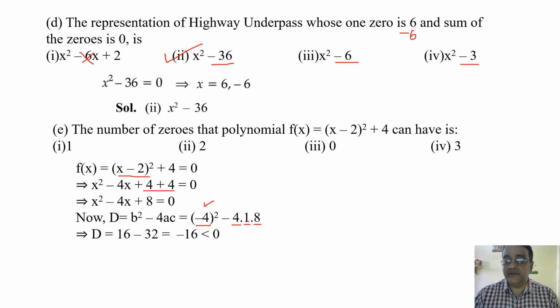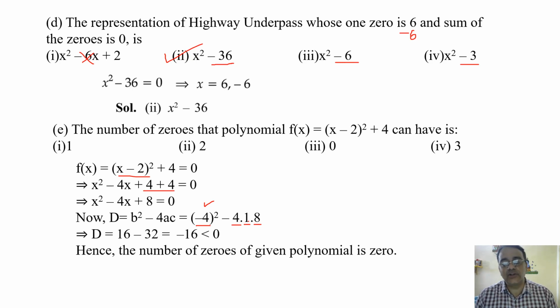Now keep one thing in mind: in class 10th, everywhere only "zero" is mentioned. Nowhere is it mentioned "real zero"; there are also imaginary zeros, but nowhere is it mentioned that a particular zero is real. So here I am writing the answer: hence the number of zeros of the given polynomial is 0. Whenever we talk about zeros restricted to class 10, it is about real zeros only. Clear? Yes, sir. So what is the answer here? Option 3. Option 3, right?